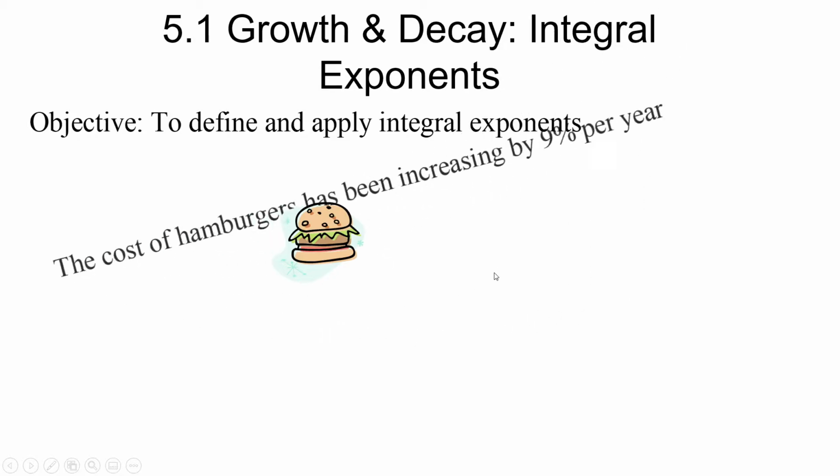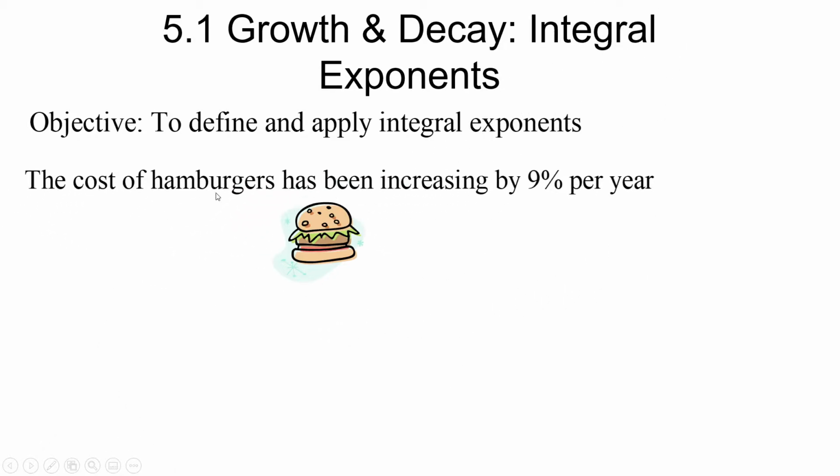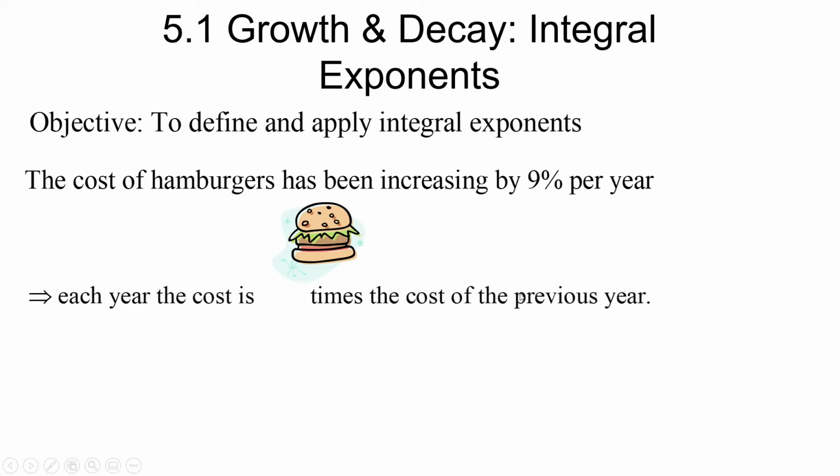All right, now the cost of hamburgers has been increasing by 9% per year. So if I go down to my local Egan's, every year that burger is getting more and more expensive. It is increasing by 9% every year. This implies each year the cost is blank times the cost of the previous year.